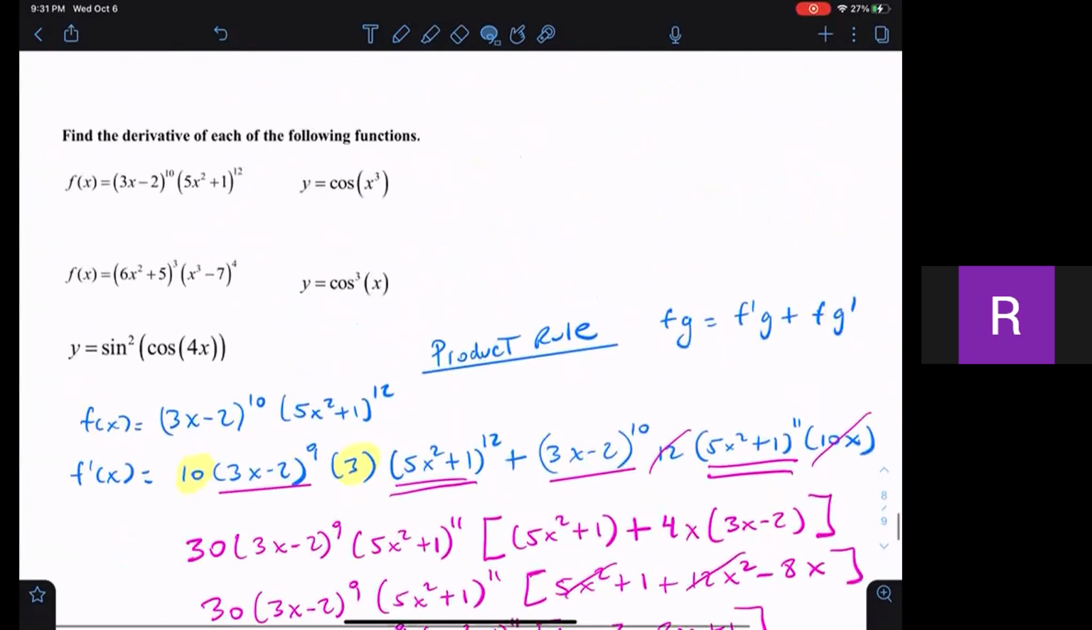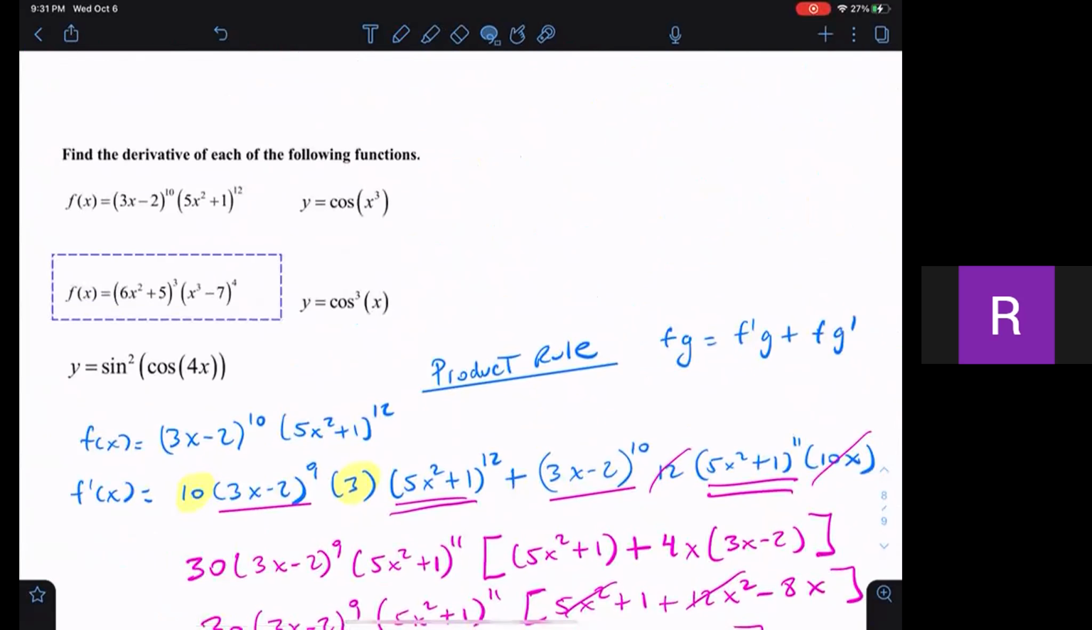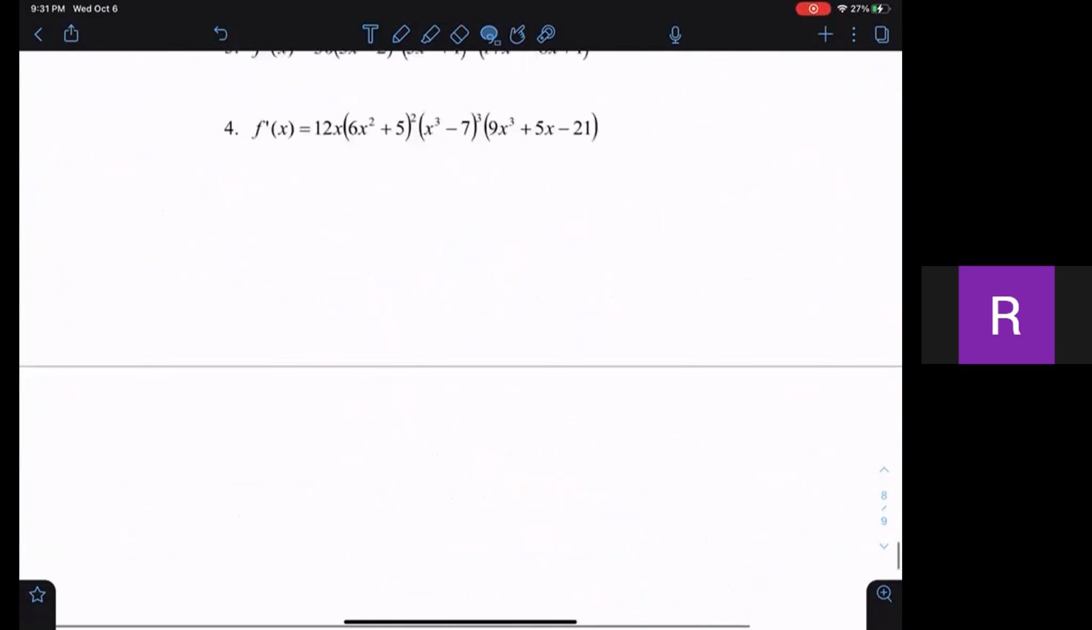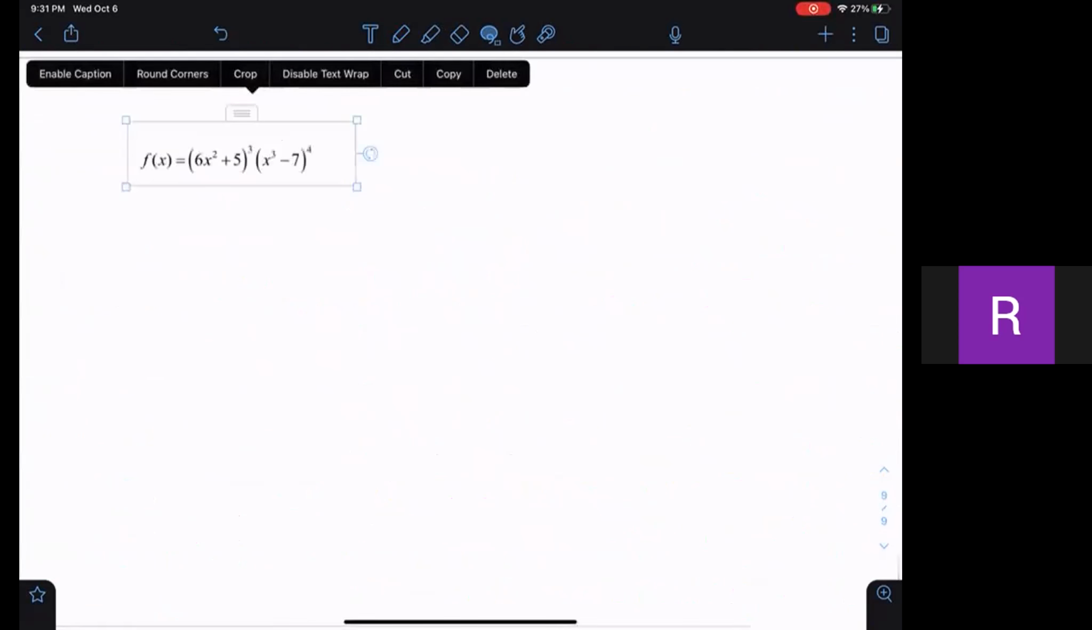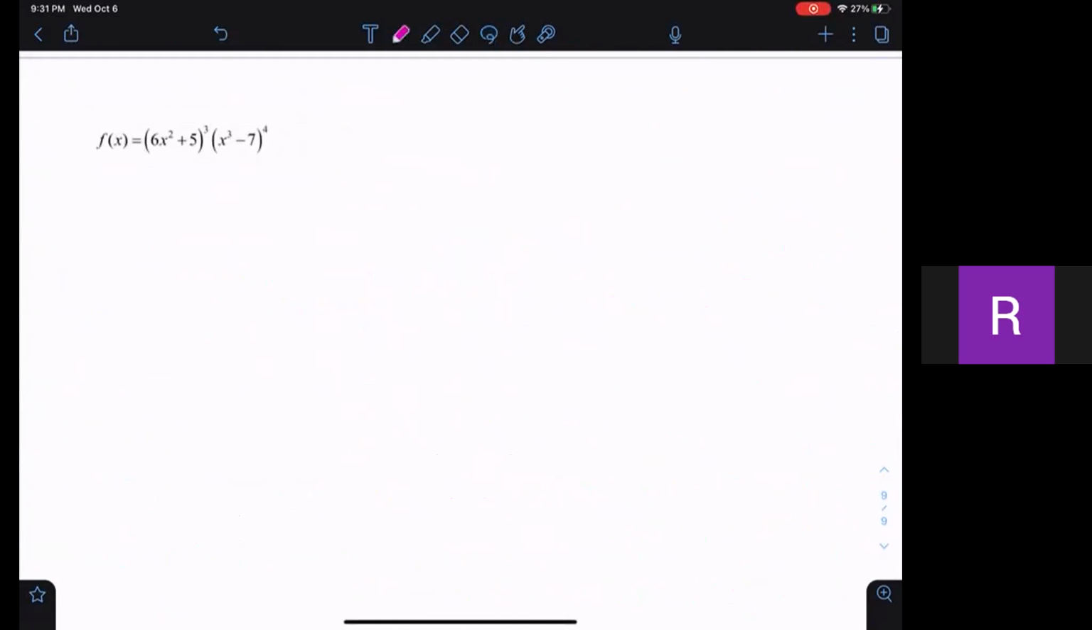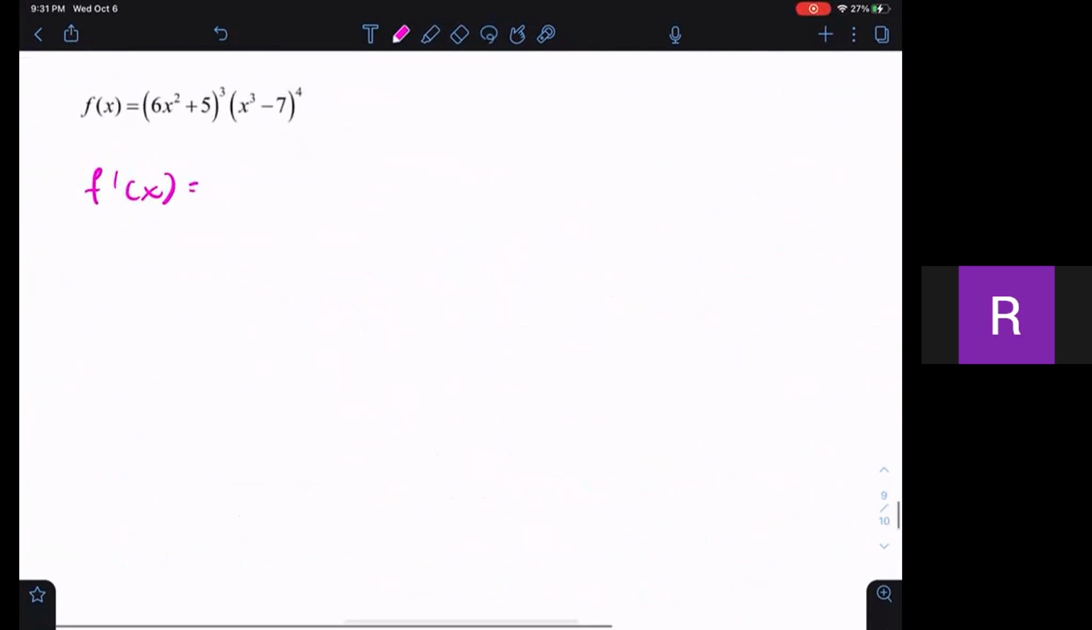Next number, this one. These are the difficult ones. If we can do these ones, we can do the other ones easily. So the derivative, again, same rule, right? Same thing. So the derivative is the product rule, 3 times 6x squared plus 5 to the second power, chain rule, 12x, right? Plus, oh no, and I need to copy the same thing for the other term.